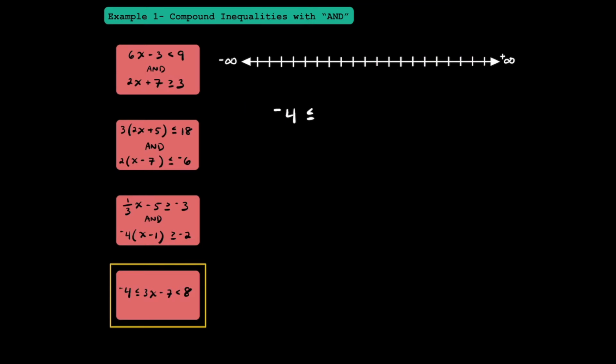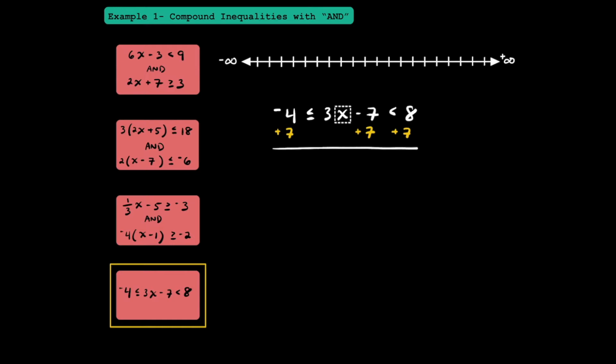Here we have negative 4 is less than or equal to 3x minus 7, which is less than 8. When you see an inequality like this, we could separate it into two separate inequalities like we were doing earlier, but here I'm going to show you how to solve a double inequality right from the beginning. As usual, our goal here is going to be to isolate this x here. To start off, we're going to add 7 to get rid of this negative 7. With these double inequalities, whatever you do to any part, you must do to the other two parts as well.